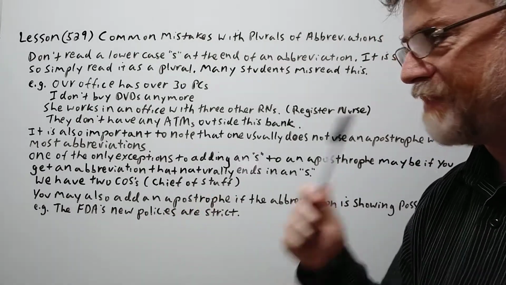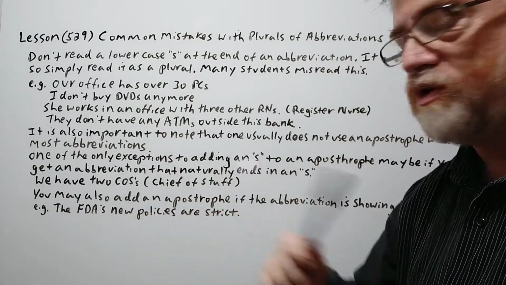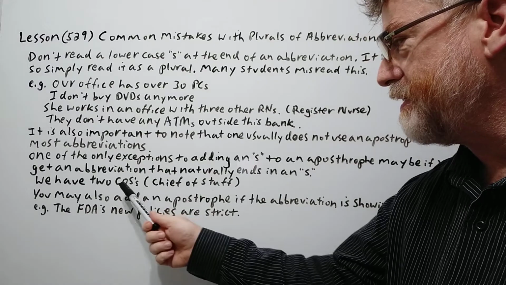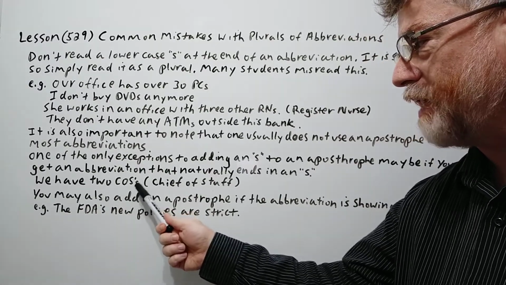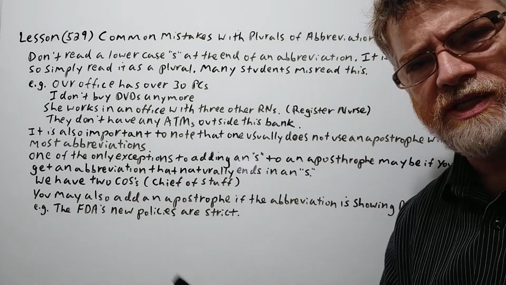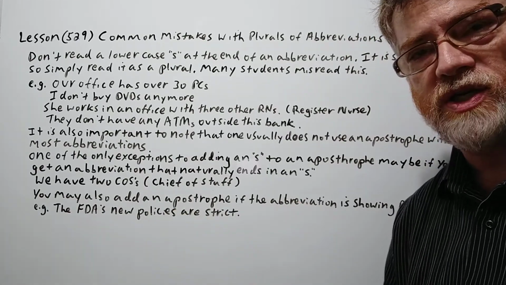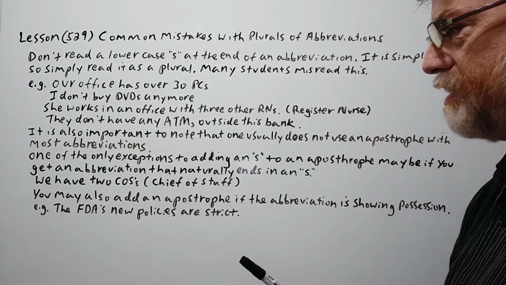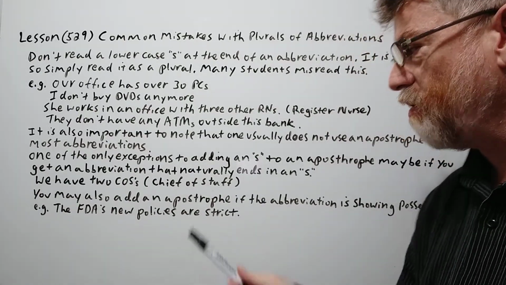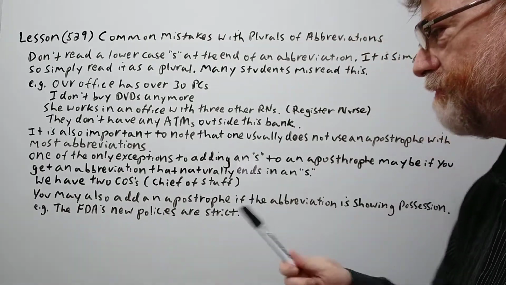So they sometimes make an exception for this because it's confusing for the person who's reading it. He sees COS, a capital S, and then a small s, and that could get very confusing. So for clarity, sometimes they will use an apostrophe. So you read it as COSs, or chief of staff, basically. So we have 2 chief of staff.